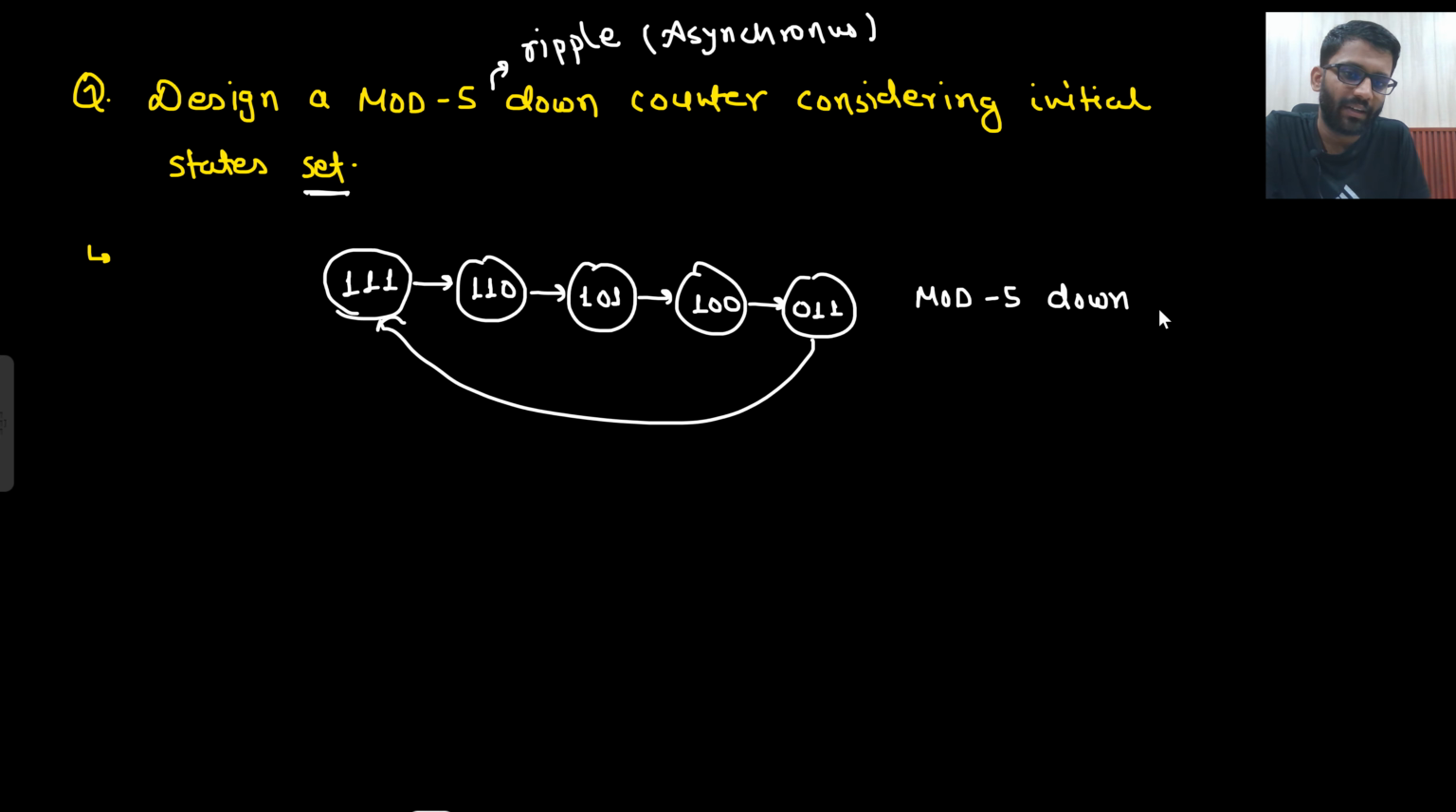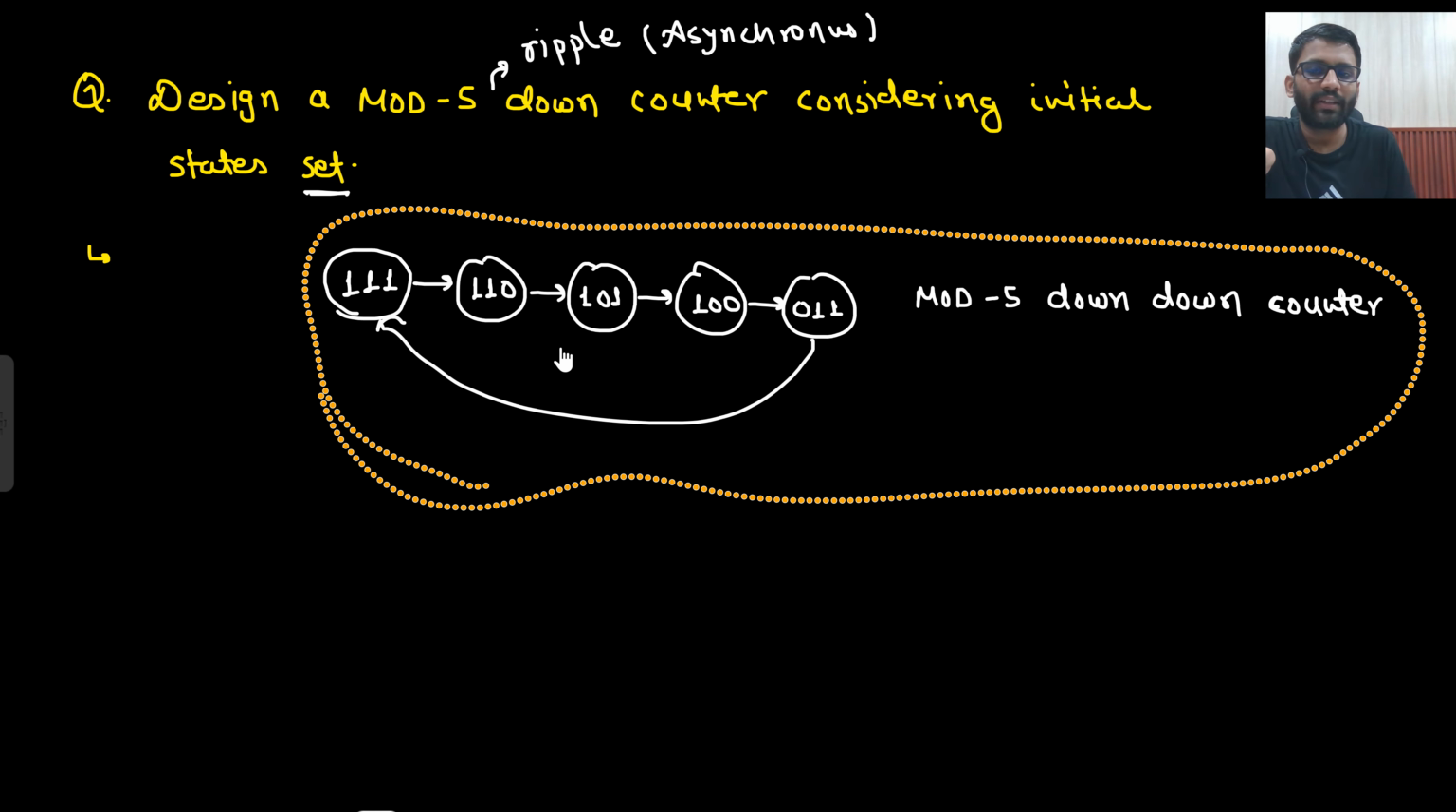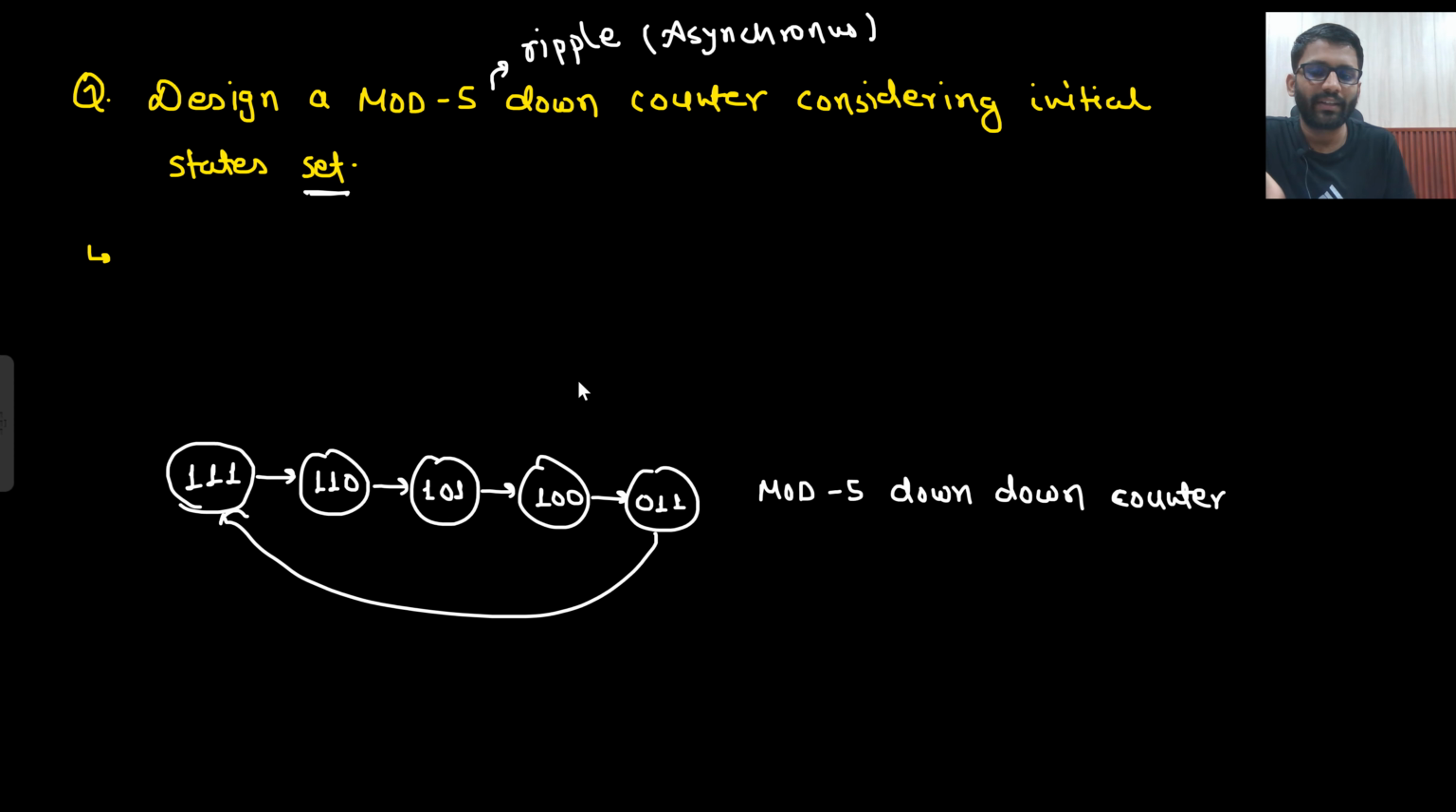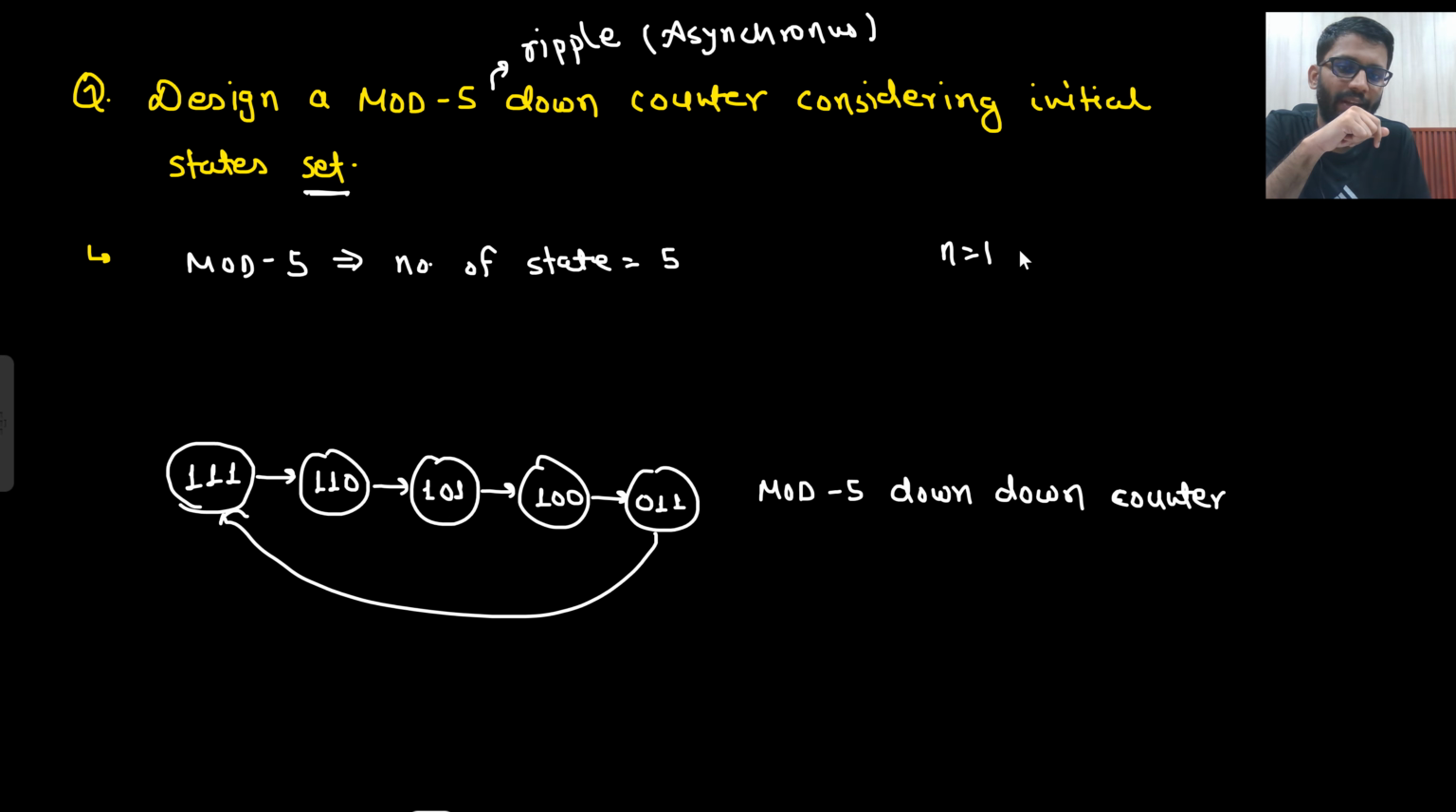Okay, before that I forgot to explain one thing. Mode 5 down counter. So before this step, one more step will come. How did I know that there will be 3 bits? So this is mode 5. That means how many number of states you want? Mode 5 means the number of states is 5. So you need 5 states. So for n equals 1 you can get 2 states only. N equals 2 you can get 4 states only.